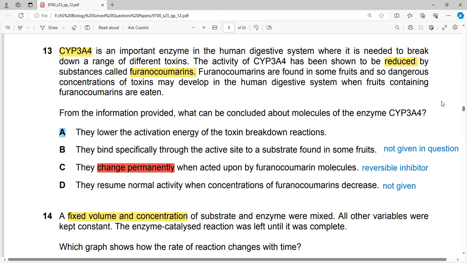So it's not given there. For example, if we are decreasing the concentration of the inhibitor, the normal activity can be resumed. That may be a correct option in general, but it is not correct according to the information given in the question 13 statement. So whenever this type of question comes, you need to focus on what the examiner is saying in the question, try to understand that statement, paraphrase it in your own words, and proceed to the answers.